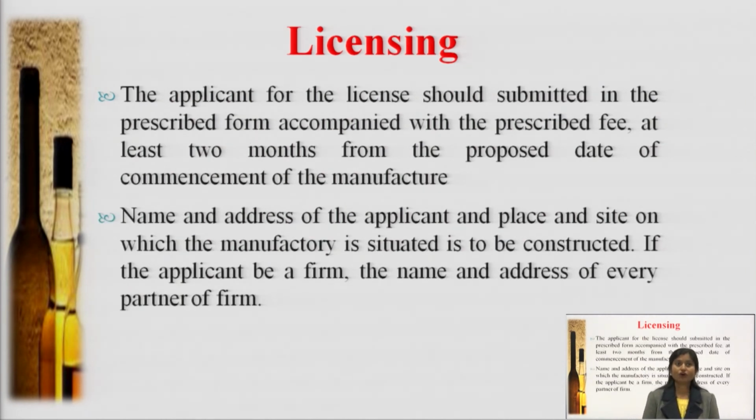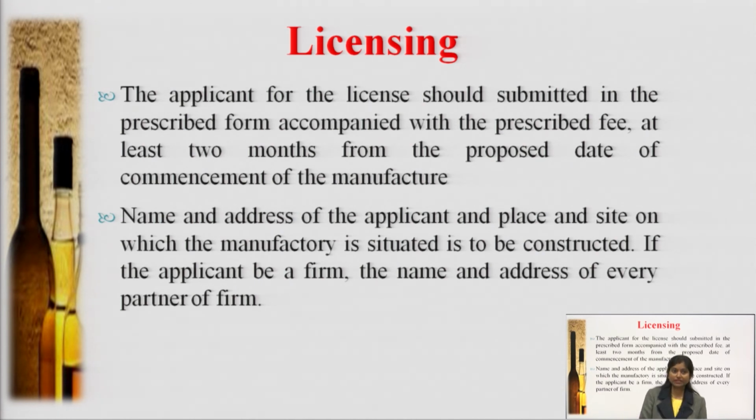The applicant for the license should submit the prescribed form accompanied with the prescribed fee at least 2 months before the proposed date of commencement of the manufacture. That is, if you want to start your business in, for example, March, then you have to get the approval by January. So, 2 months before, you should have an approval letter from the Excise Commission and the DNC Act that you are going to start your business in medicinal and toiletry preparations.